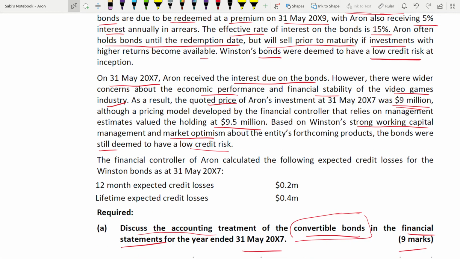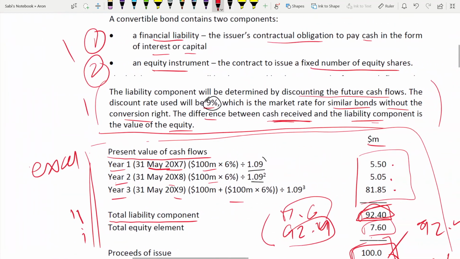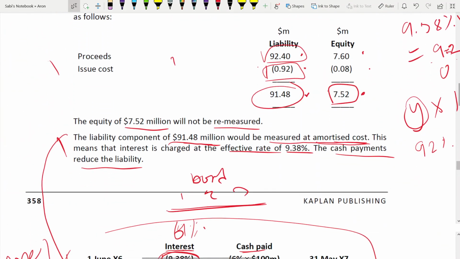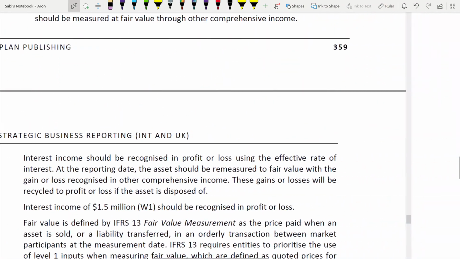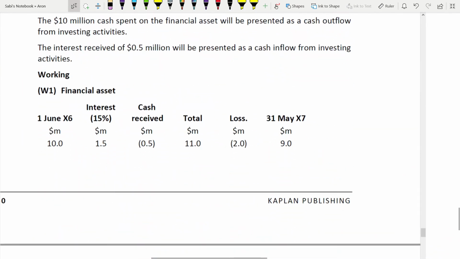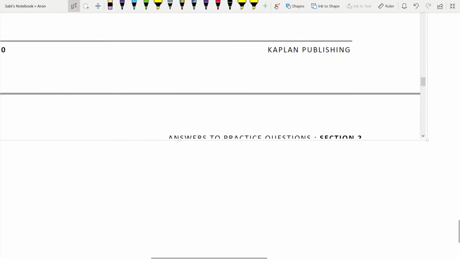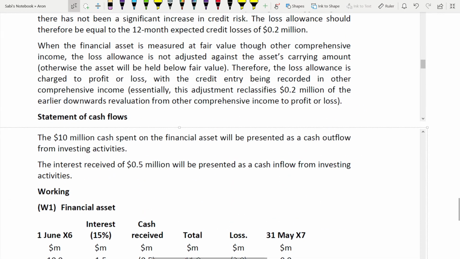The financial controller calculated the expected credit losses. What is this for 12 months? 0.2, lifetime 0.4. Lifetime is more than 12 months if it exists. And that means if your financial debt instrument like a bond is impaired, credit risk increased significantly, then you apply this lifetime expected credit losses. Whether we should do it or not, we'll see. For 10 marks, that means 10 different points. I will see whether a marking scheme is given there or not at the end. No, so it's 1 mark per point.